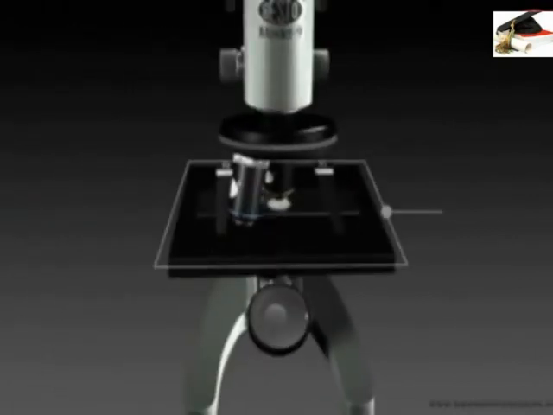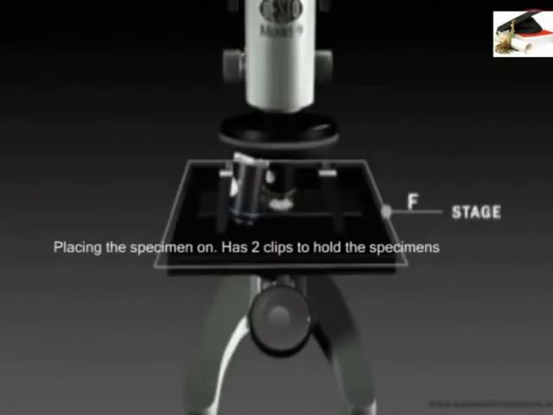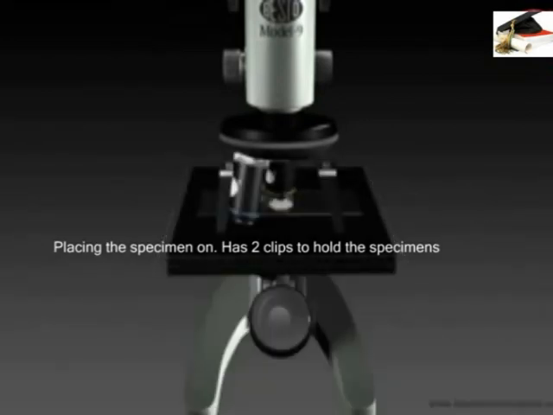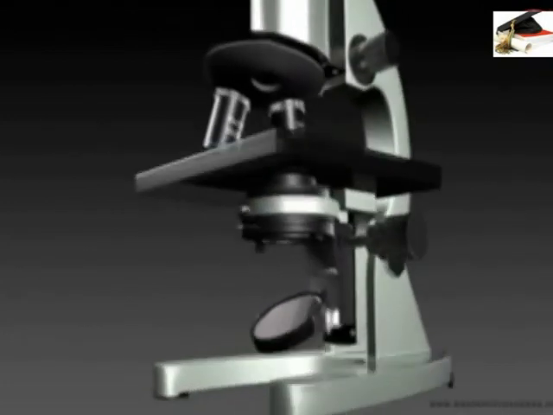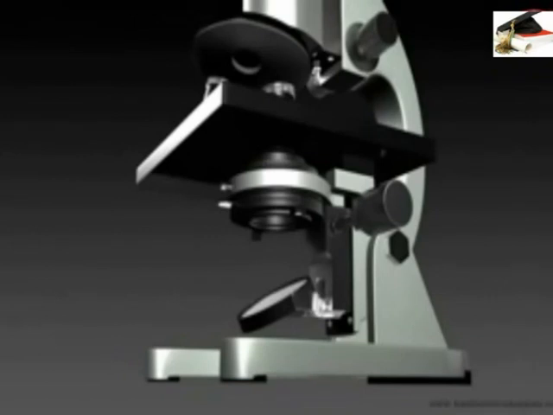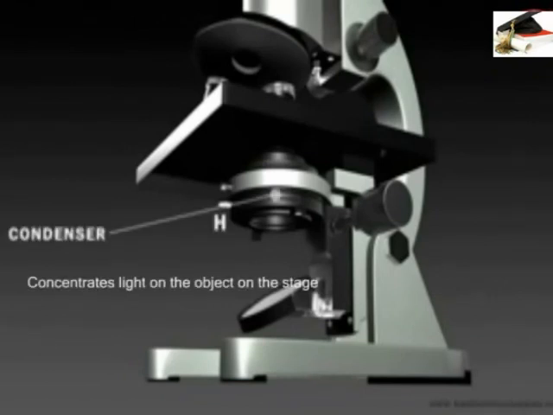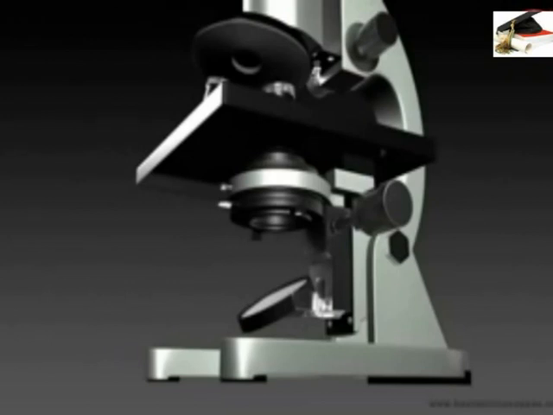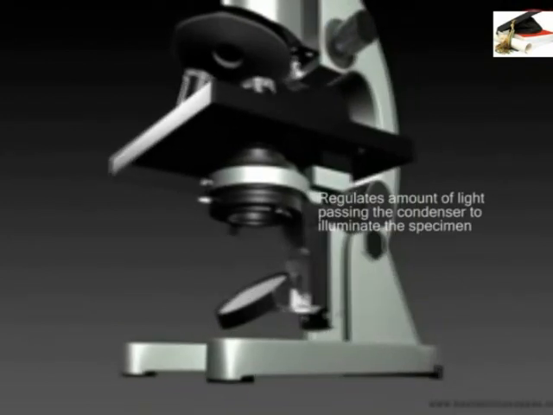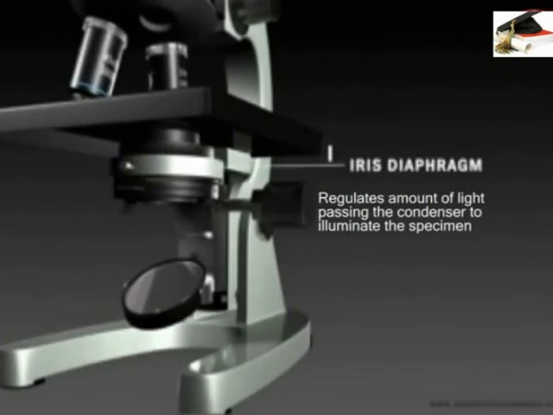The stage is a flat platform where a specimen on the slide is placed. It has two clips to hold the slide in position. The condenser concentrates light on the object on the stage. The diaphragm is an aperture that regulates the amount of light passing through the condenser to illuminate the specimen.